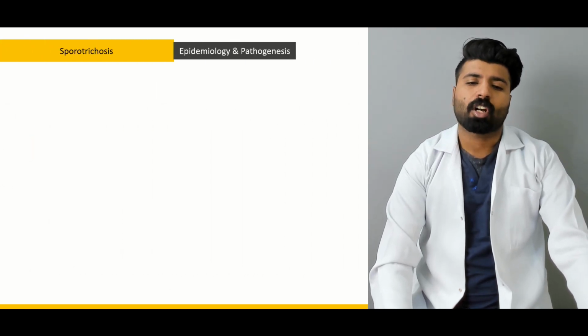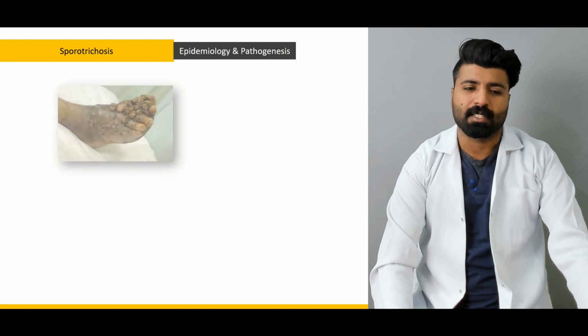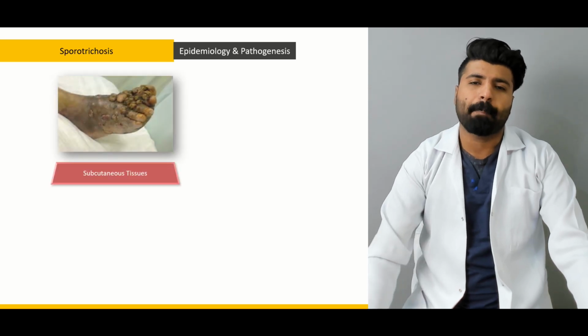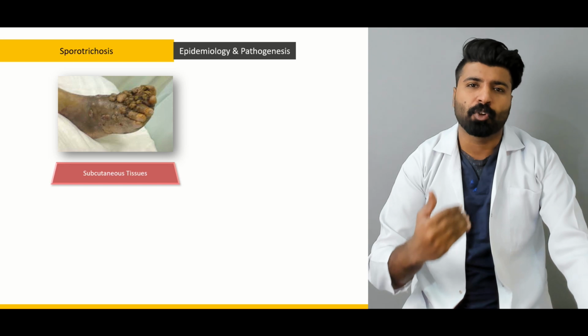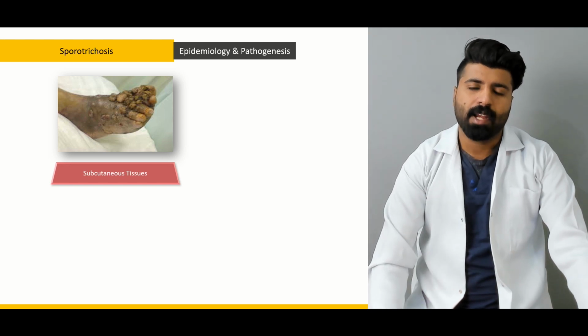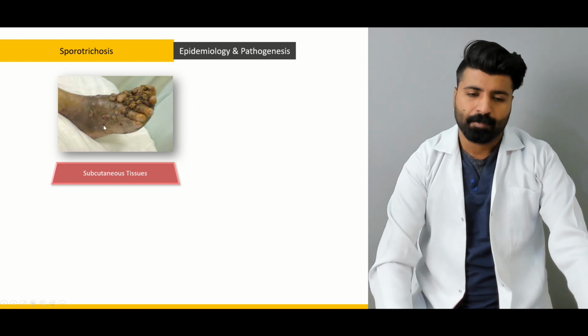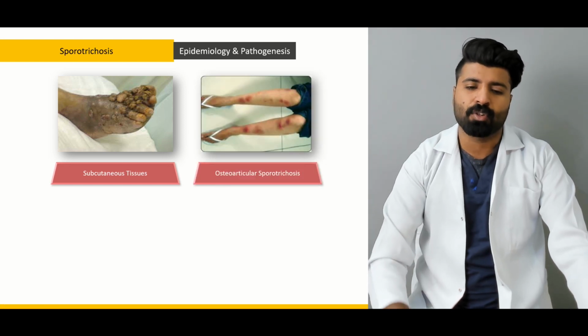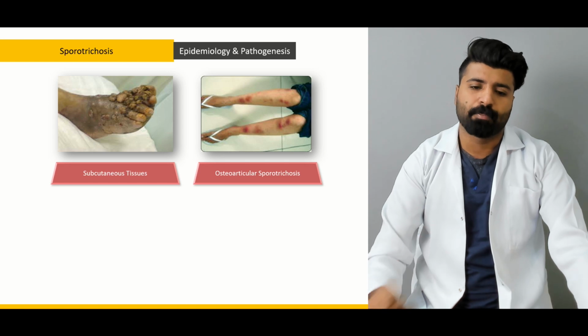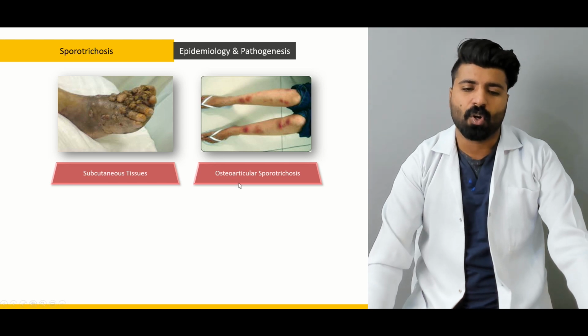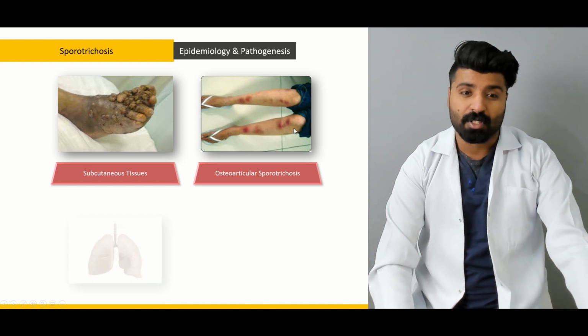Next, let's talk about the epidemiology and pathogenesis. So, first of all, what happens? It invades your subcutaneous tissue and causes pathology. What happens afterward? It's going to move toward your legs, toward your bones, and it's going to cause osteoarticular sporotrichosis. You can see the involvement of the legs, you can see the involvement of the bones.